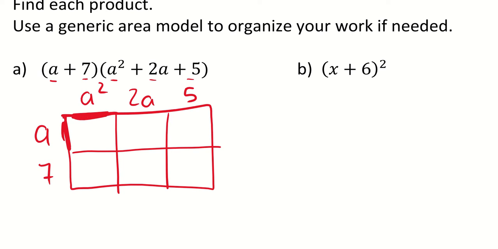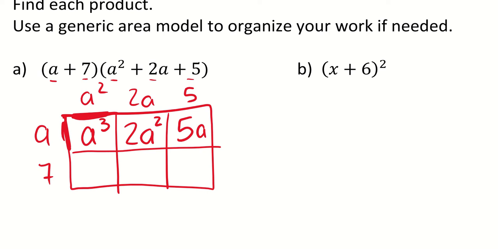So in the first case, this upper left box, I've got an A times an A squared. Well, A times A squared is A to the third power. The next box over to the right, I've got a 2A times another A, which would be 2 times A squared. And then my final box in the top row, I have a 5 times A, which is just 5A.